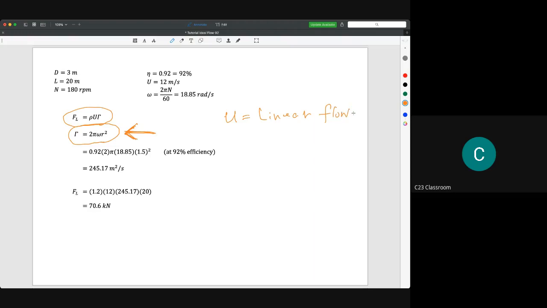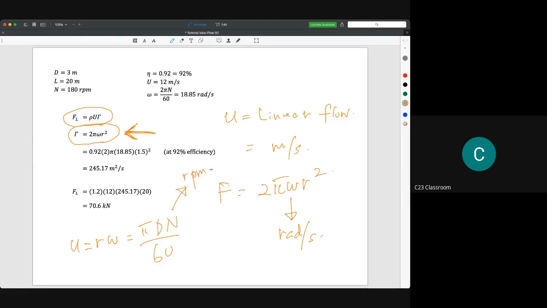It is in linear unit, which is in meter per second. However, in gamma equal to 2 pi omega r square, omega here is actually the rotational speed, meaning omega here is in radian per second. So you need to know how to convert from linear to rotational speed. The common equation is U is equal to r omega, and it is equal to pi D N over 60. The N here must be in rpm, rotations per minute, because in this equation we divide by 60.